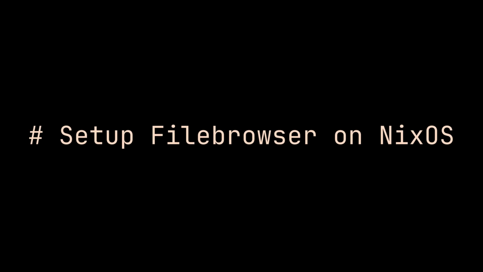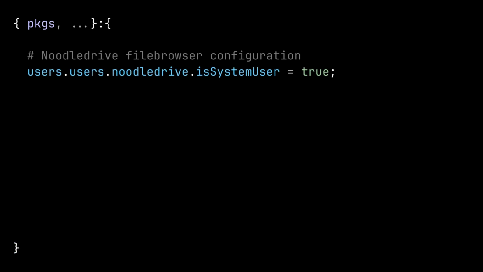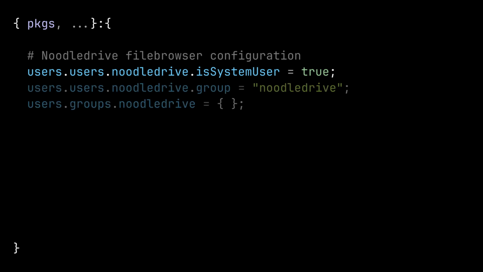Now, since we've covered the features of Filebrowser, let's see how to install it on NixOS. I will use the name Noodle Drive for the specific Filebrowser instance. Now inside the NixOS configuration file, we'll start by creating a dedicated Linux system user called Noodle Drive and a group with the same name. Please note that this Linux user is different from the Filebrowser users we discussed earlier.